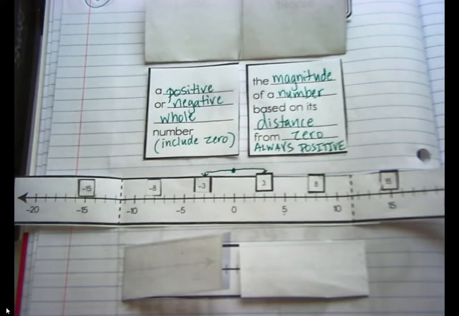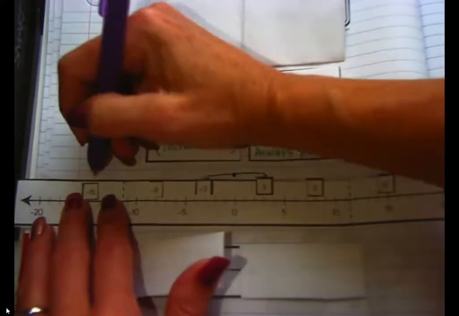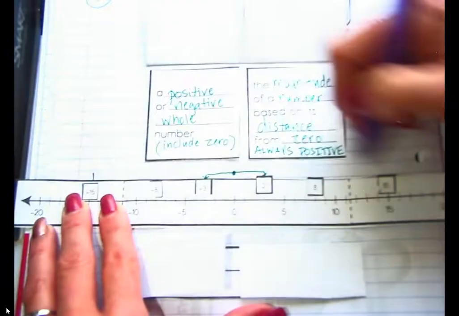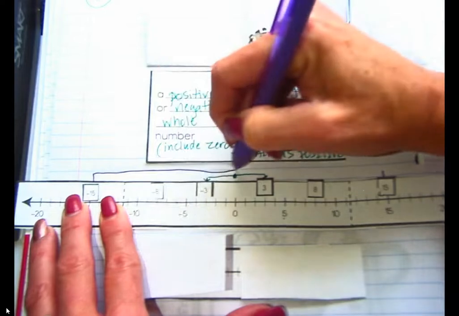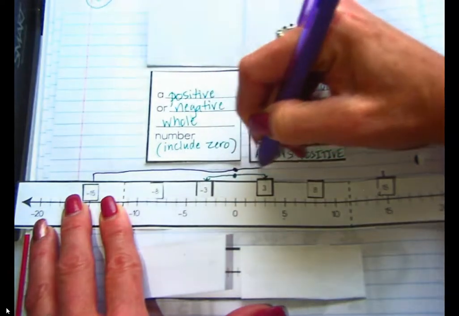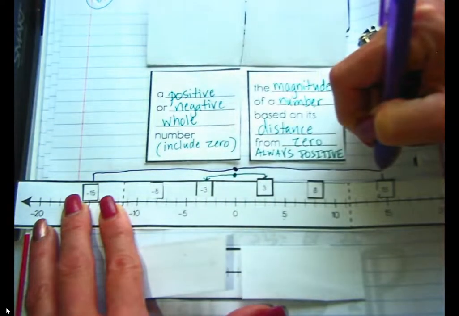And I'm going to go ahead and do that same thing with the negative 15, so that we can see that they have the same distance from 0. 0 being here. Same distance, just one is to the left and one is to the right.